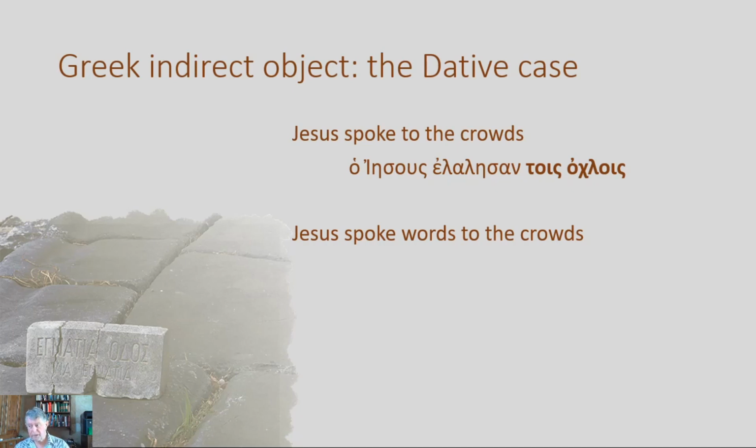Just to finish things off, Jesus spoke words to the crowds, and there you've got it. Ho Jesus, which is in fact nominative, although it doesn't look like anything we know. Tous logous does look like something we've talked about before. I think we used kurios and we had kurious, but it's the same idea. Tous logous, tois ochlois, to the crowds. So there you've got the dative expressing this idea of the indirect object.